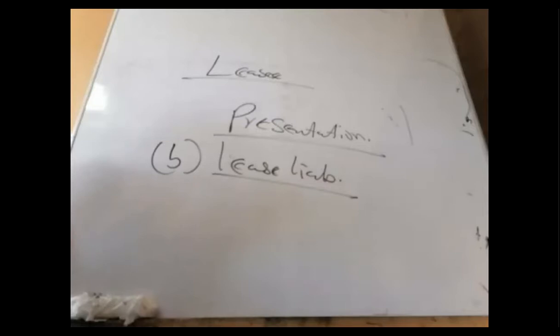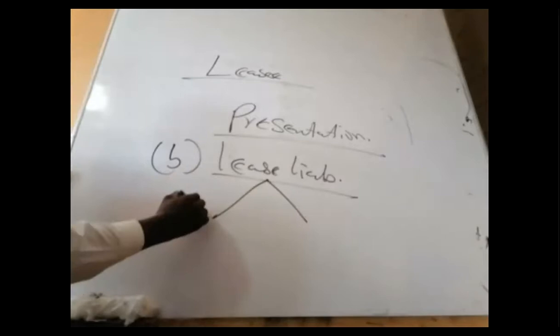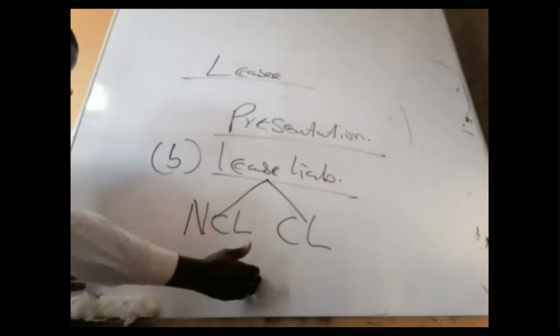Now, very important. I said that the lease liability should be divided into two: non-current liability and what? Current liability, lease. So we are saying that for presentation, just present the lease liability on its own and disclose it to us. Don't add it to any form of liability. So all the lease liabilities should be what? Disclosed on their own. They should not be added to any form of liability. Even if you add, kindly disclose. The disclosure is very important.